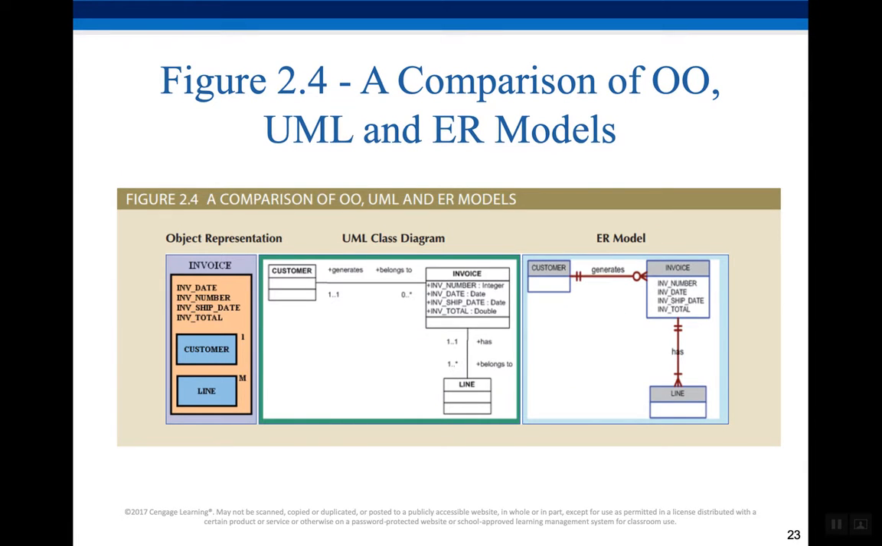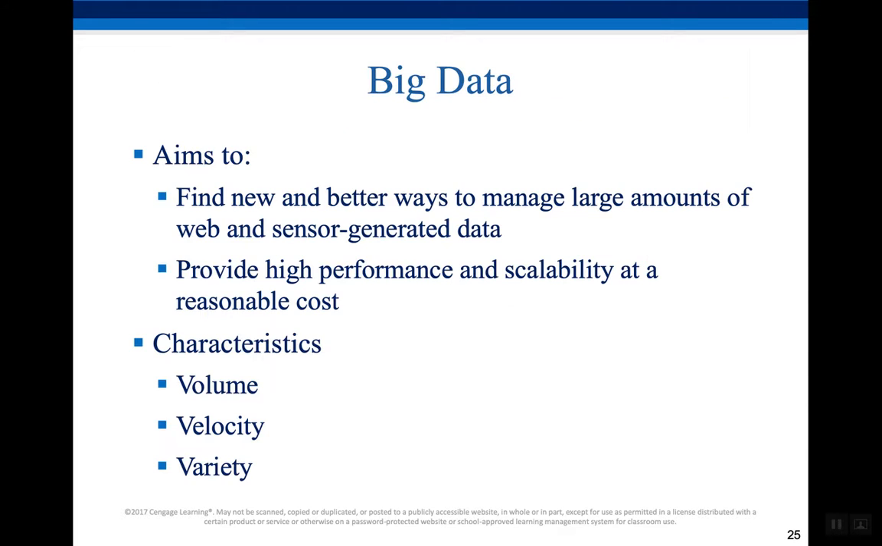So this is kind of a pictorial representation. This is an object representation of an invoice, or excuse me, of an invoice customer line item. So it's customer and invoice. A UML definition of it, and then an ER model. Once again, all three of these basically represent the exact same thing. It's just a different way of representing the exact same construct.